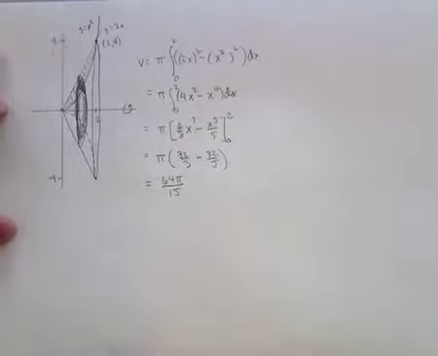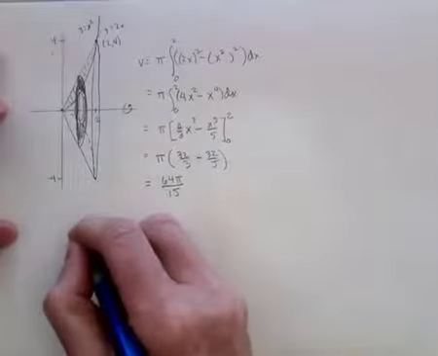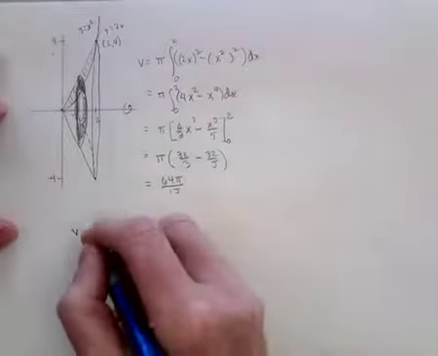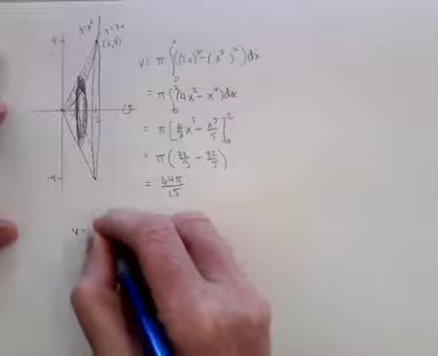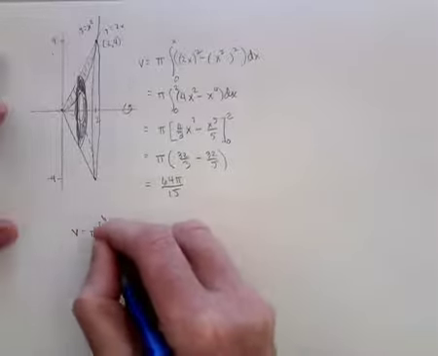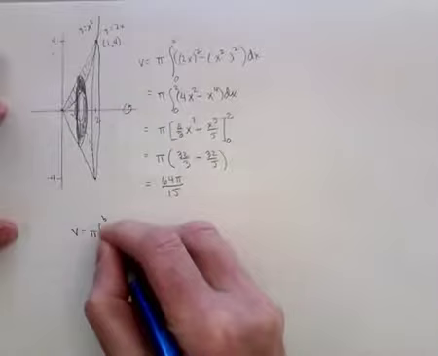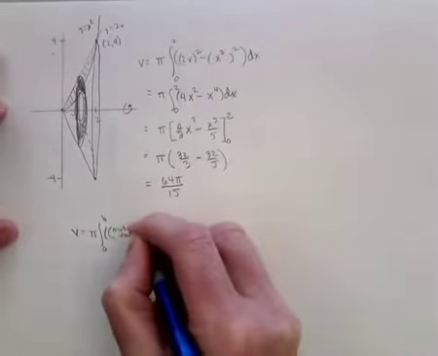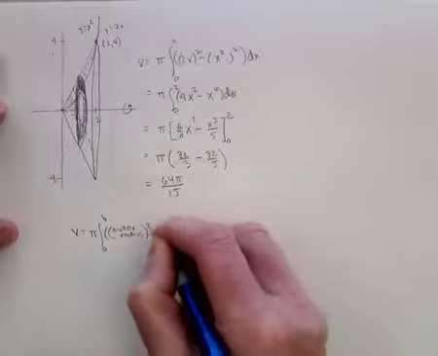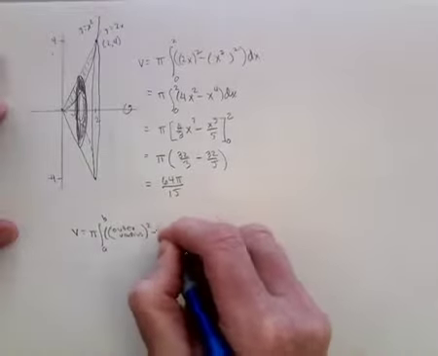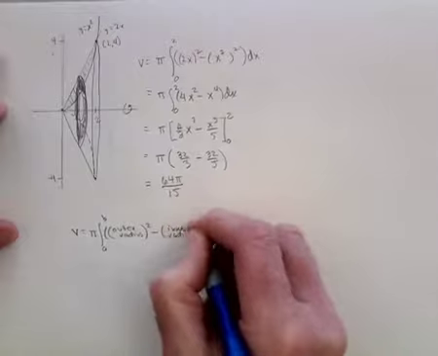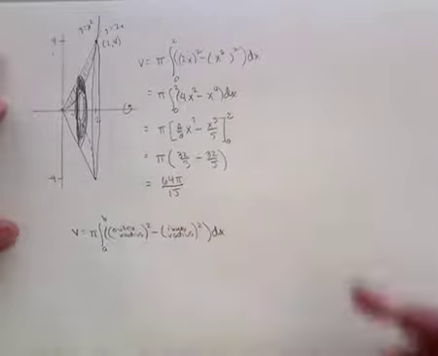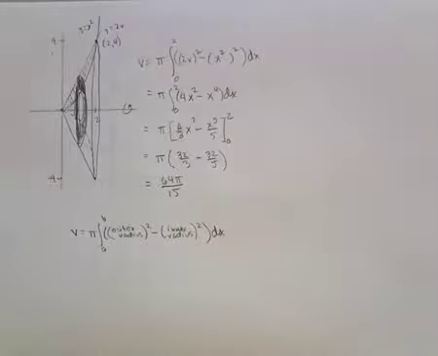Generically, if you were to try to make a formula for these volumes, what would they look like? Well, they would be the integral from wherever to wherever, pi times the outer radius squared minus the inner radius squared dx, if we happen to be working with a situation where our slices are perpendicular to the x-axis due to a rotation around a horizontal line.